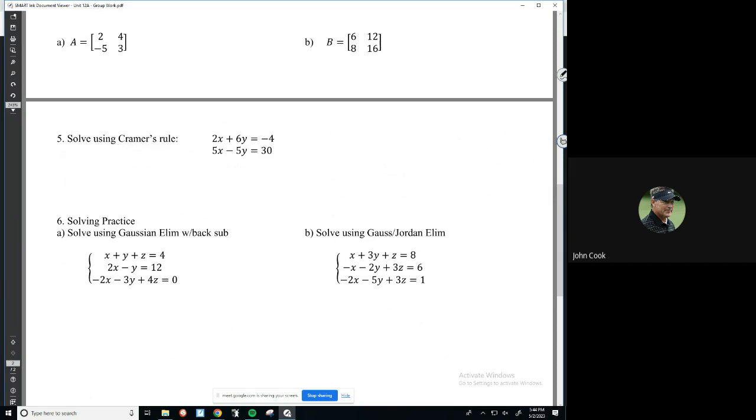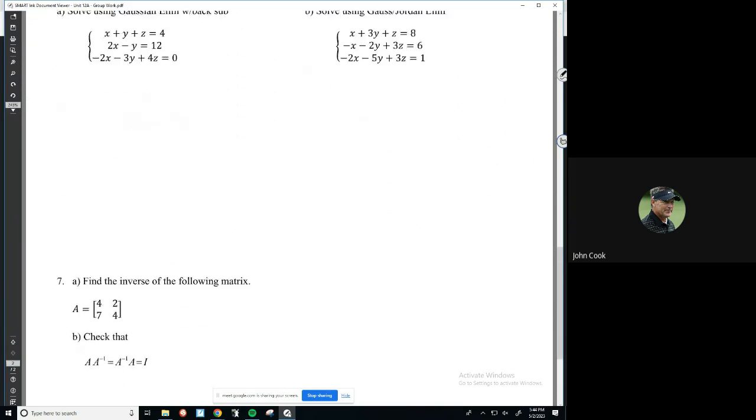All right, so that's Cramer's rule. And you just replace the variable that you're solving for. You replace that column with the solutions.